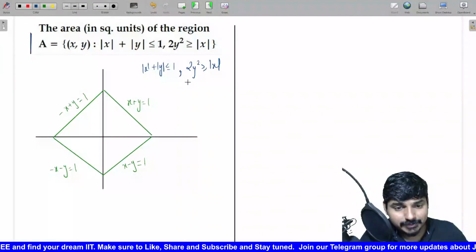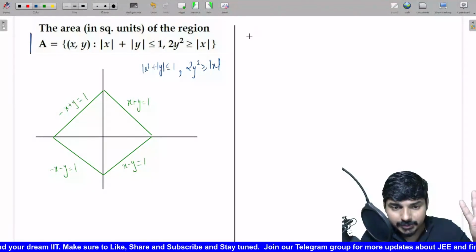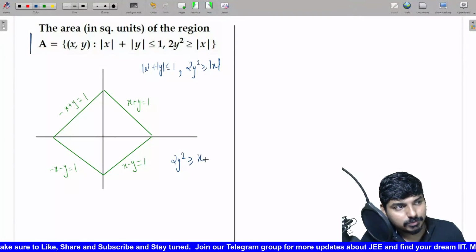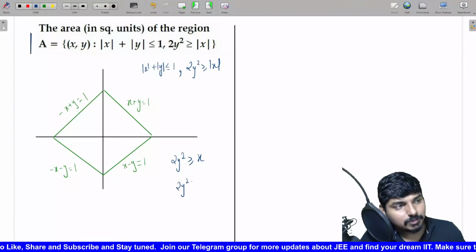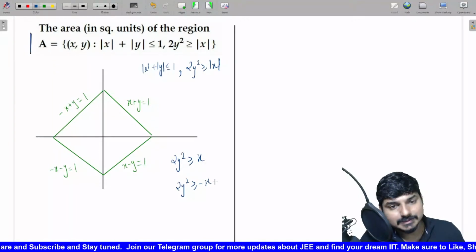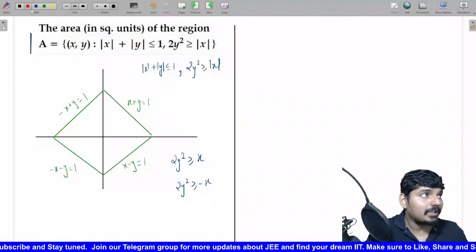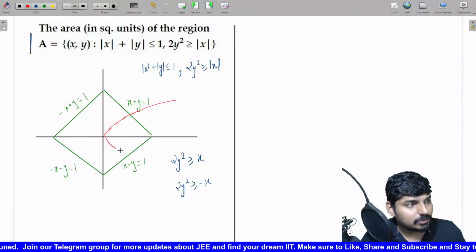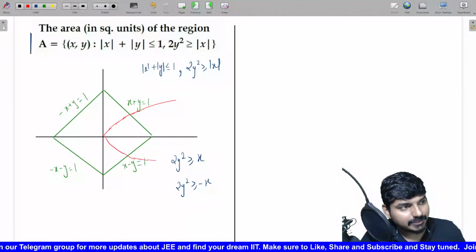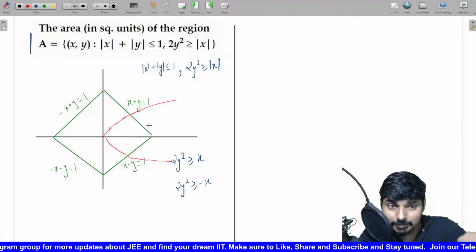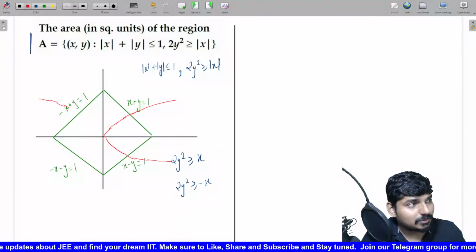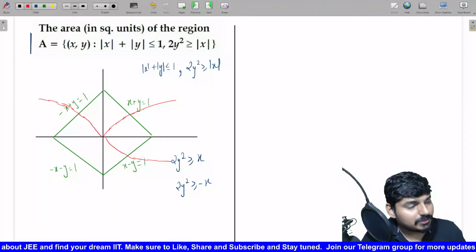Okay, so इसमें क्या होगा कि in this you're going to get two graphs. One will be 2y square greater than or equal to x and 2y square greater than or equal to minus x. So what does that mean? Well, you get one parabola which is 2y square is equal to x, which looks something like this. And you get another parabola which is going to be 2y square is equal to minus x. So this is the parabola you're going to get, everyone.